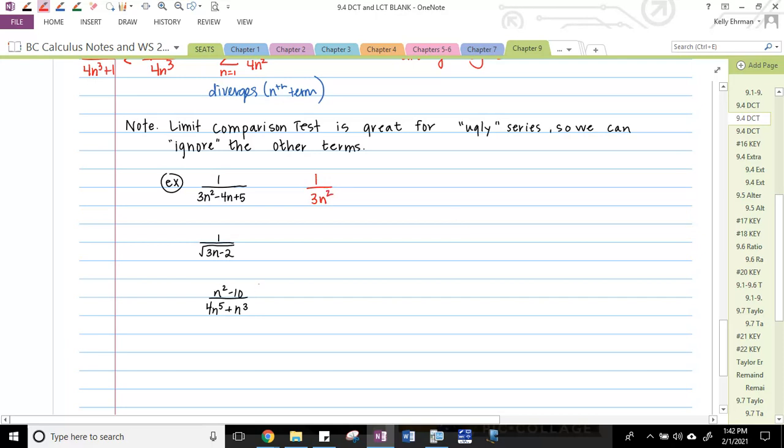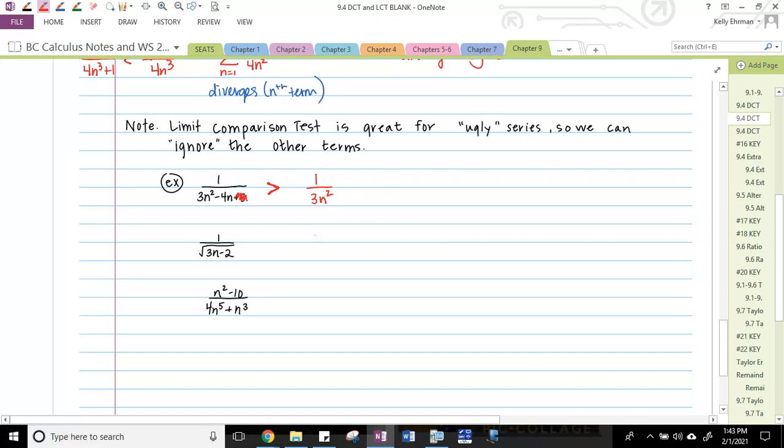And even though 1 over 3n squared is, let's see, this is a minus 4n right here, so this fraction here, 3n squared, it should end up being, let's see, this denominator, the plus 5 is insignificant at infinity. So a smaller denominator here is a bigger fraction overall. So I know that this converges, but if the smaller one converges, that doesn't help me with the bigger one. But I can still use LCT, right?